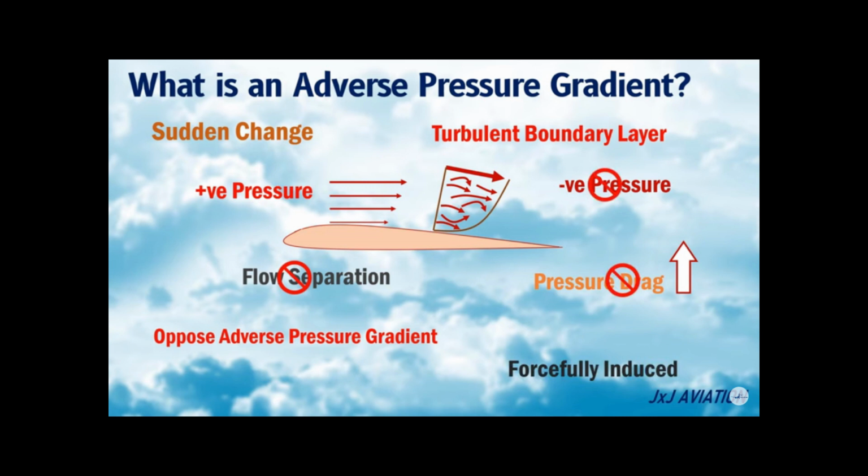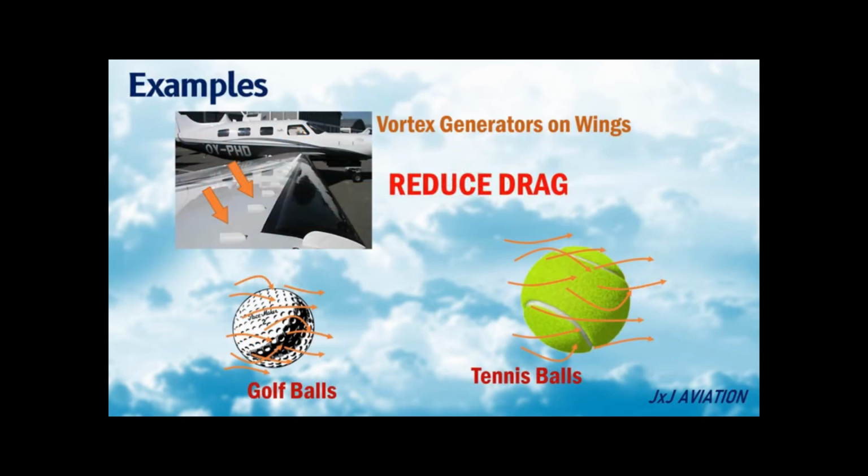A turbulent boundary layer will oppose the adverse pressure gradient and prevent the flow from separating over the surface. A turbulent boundary layer may be forcefully induced on a surface in order to prevent the flow from separating and thus reduce the drag. Let us look at a few examples. On some wings, there are vortex generators installed on the top surface. These vortex generators will create a turbulent boundary layer and prevent flow separation over the wing. Other examples are dimples on golf balls and the rough surface of tennis balls. The dimples and the rough surface will induce a turbulent boundary layer and reduce the drag force.